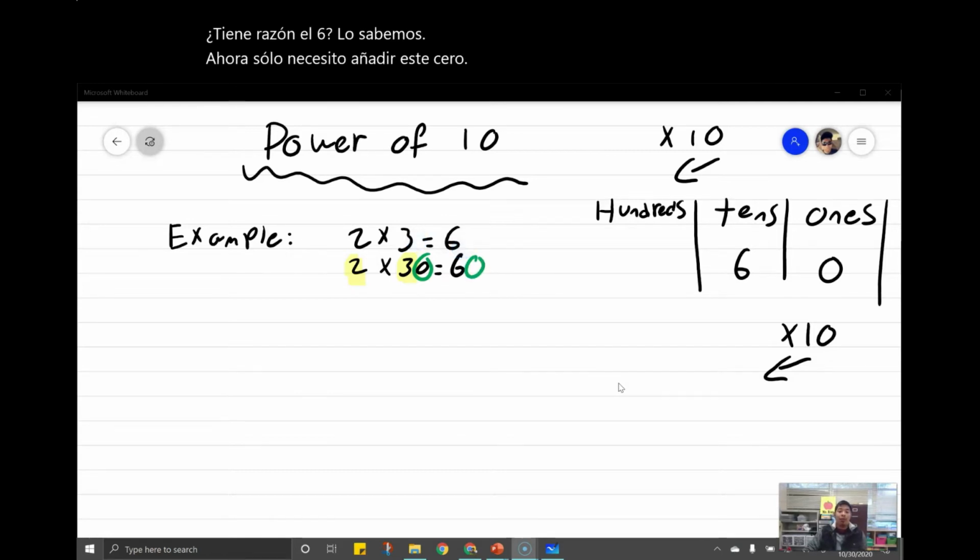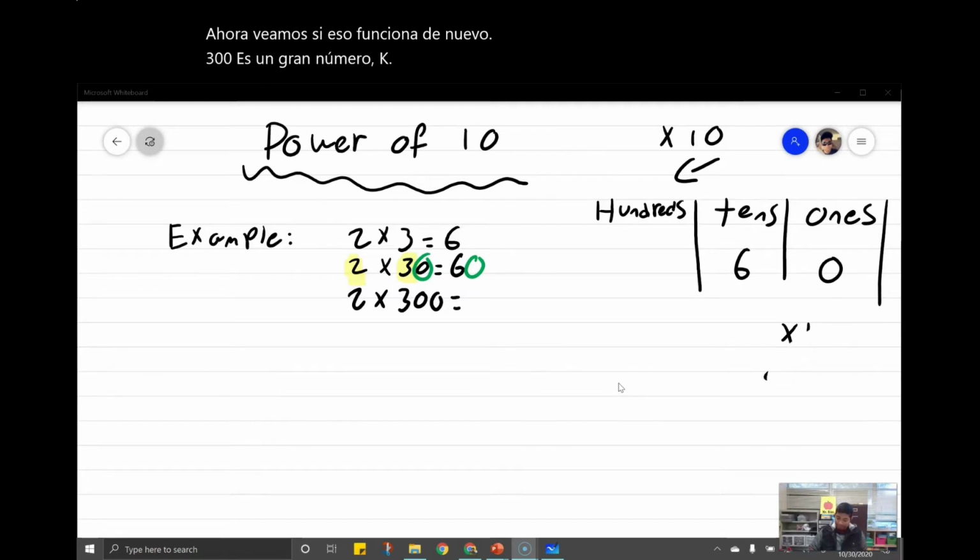And why? Why is it 60? Good, because I moved my digit to the left side by 1 place value. To the left side by 1 place value. Good. Okay. Now let's see if that works again. 2 times 300. That's a big number. Okay. Alright, so let's see.